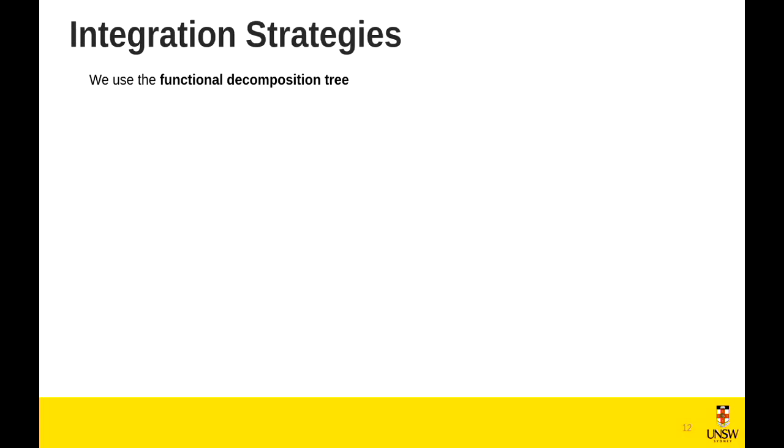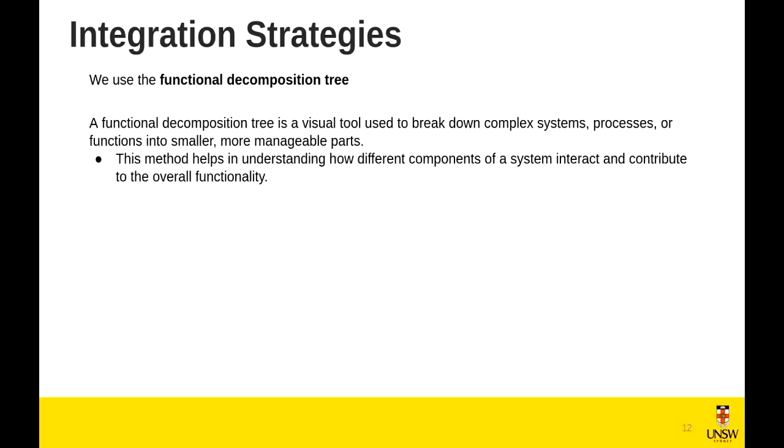So for this type of integration, we have multiple different smaller integration strategies, and all of them are actually based on an important concept called the functional decomposition tree. So again, this is some kind of boring concept. A functional decomposition tree is a visual tool to break down complex systems or processes or functions into smaller or more manageable parts. This method helps to understand how different components interact with each other.